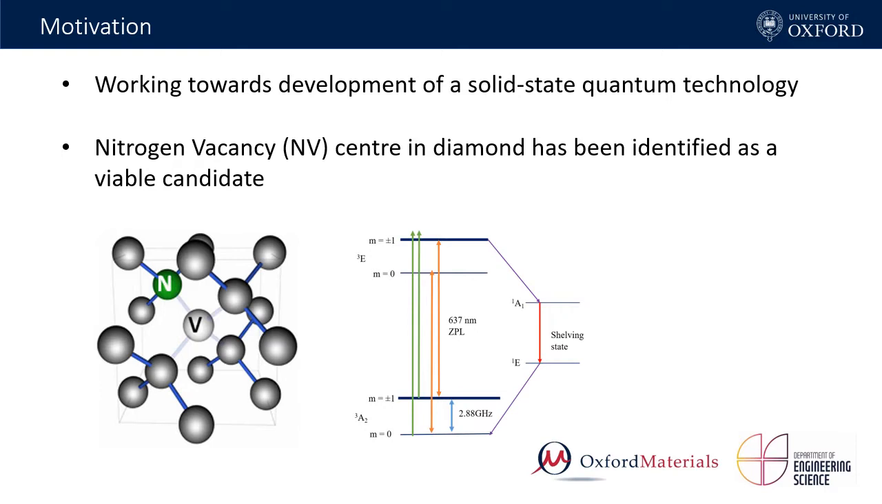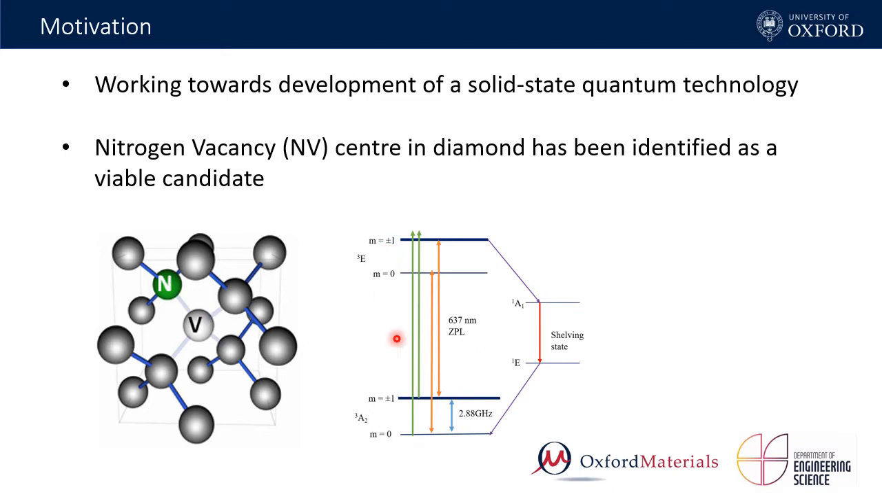The solid-state approach has advantages over other approaches in the fact that we could get a high qubit density, which makes it scalable. Within the solid-state approaches, the nitrogen vacancy centre in diamond has been identified as a viable candidate. This consists of a nearest neighbour nitrogen atom and vacancy within the lattice.